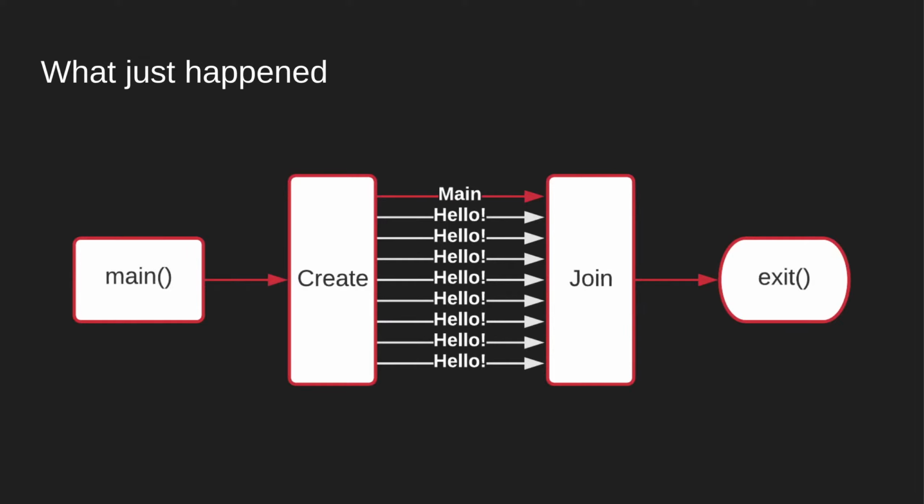So here's a little diagram of what just happened. Main starts, we have our create, and then you have 8 hellos. And keep in mind, all this time the main function is still running. And then you join your threads, you wait for all of them to finish, and then you exit.